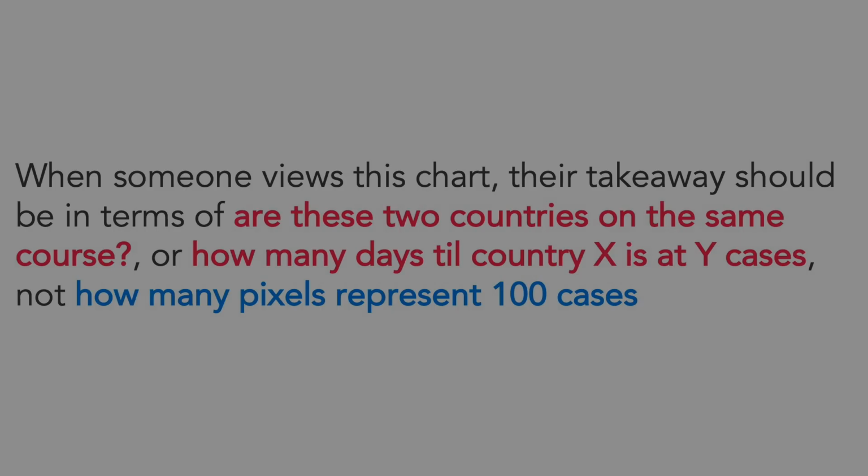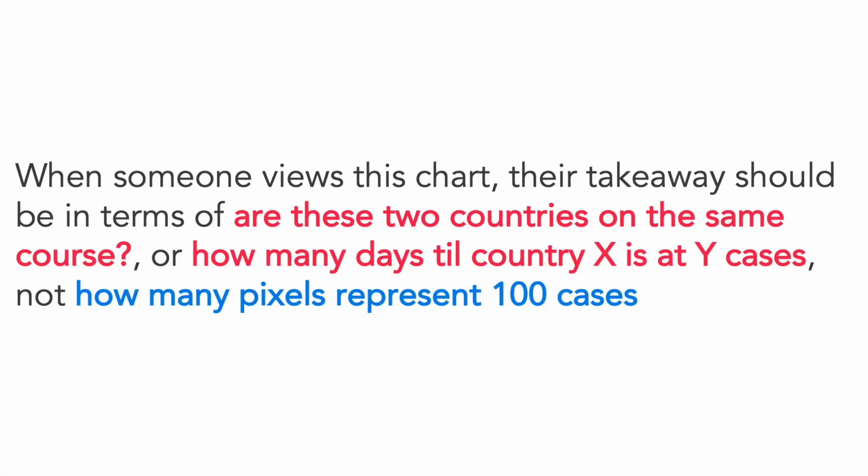So my thinking here was all framed around this idea that when someone's looking at this chart, the whole framework they're operating in that determines what their takeaway message is about, are these two countries or three countries on the same course? Or how many days until the country I'm interested in is at a certain level of cases that I know means something? And therefore that they're not thinking, well, how many pixels represent 100 cases? They're not worried about what's going on the y-axis. They're looking for more of an overarching message.